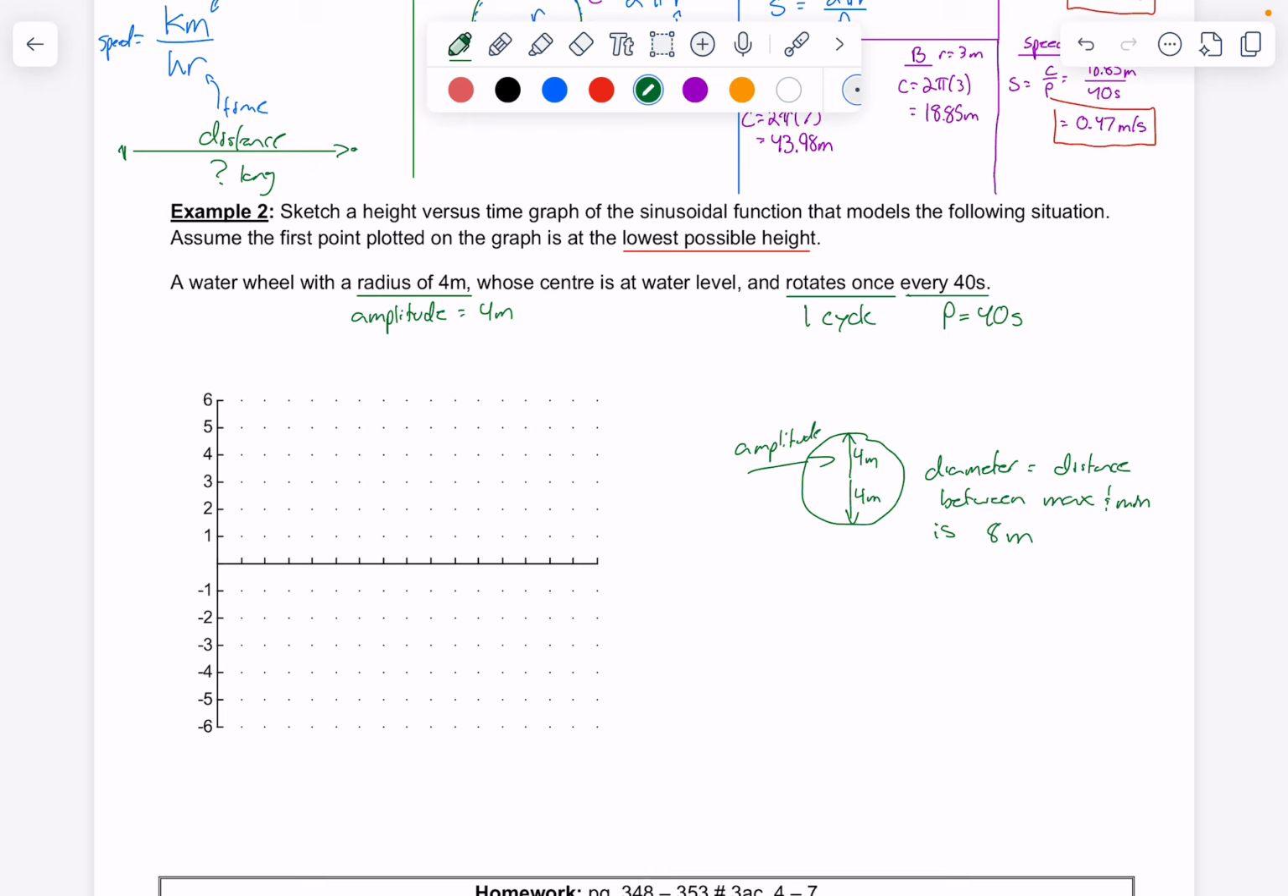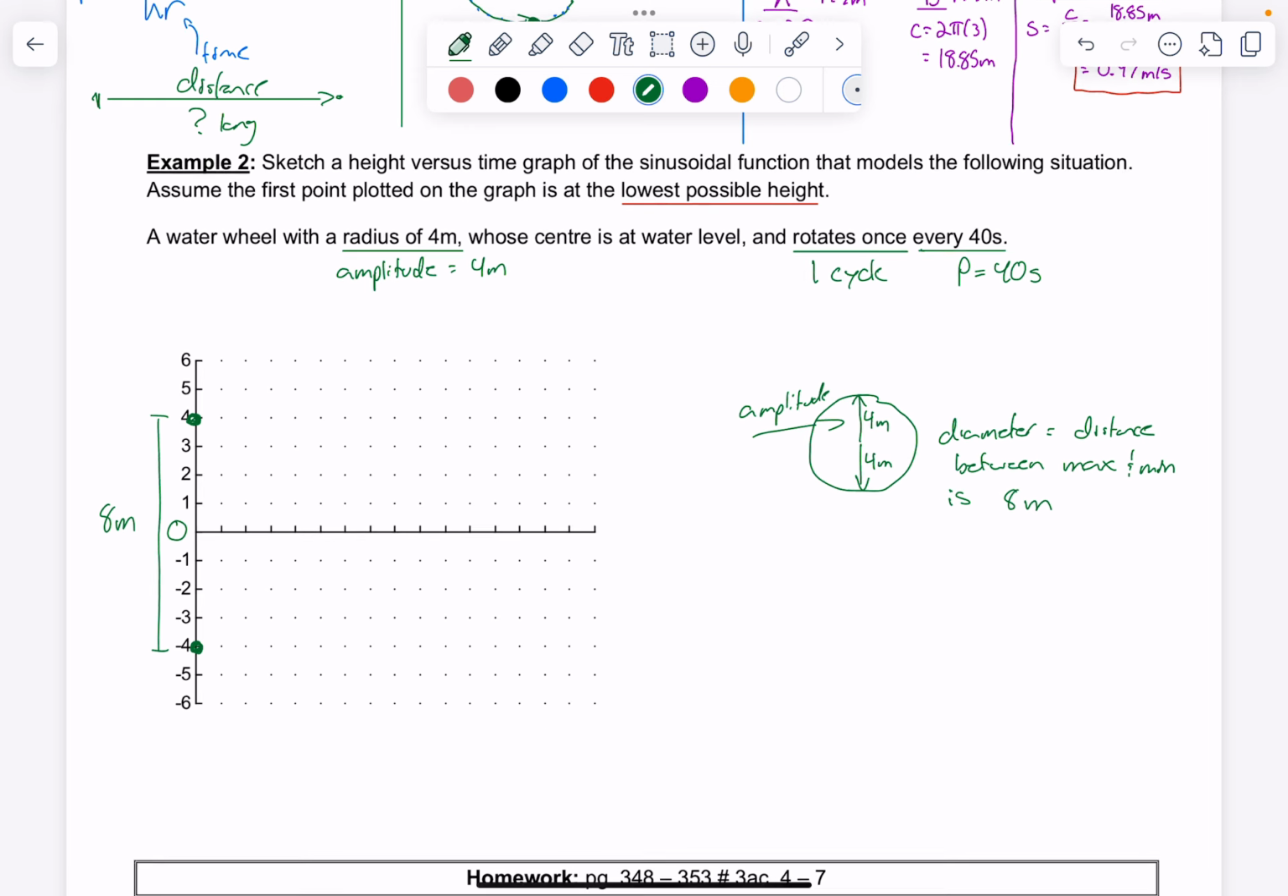So it's saying put our minimum at the starting point. So let's plot our minimum like that. It's saying that we're starting at our lowest point, so we need a distance of 8 meters. So from -4 to 4, this distance right here is 8 meters.